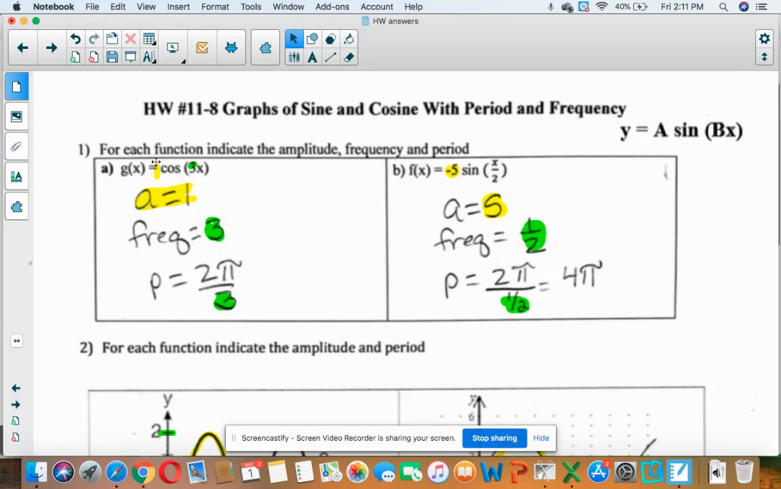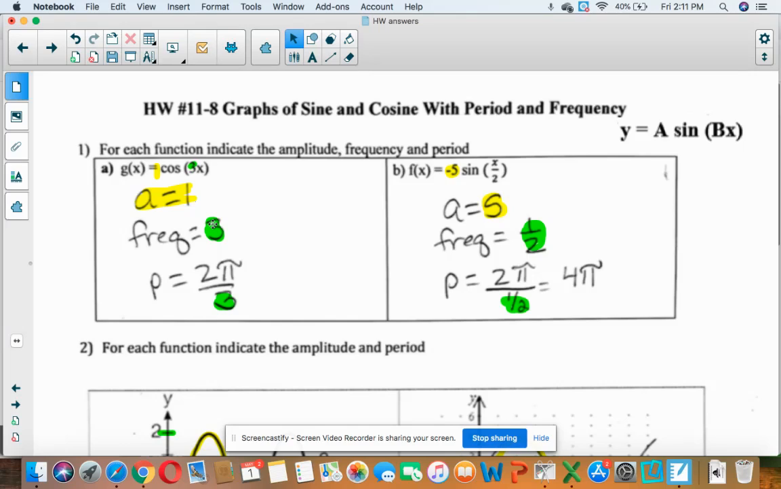So if we look right here, I highlighted there is no number in front of this. This is g of x equals cosine of 3x. So there's really a 1 here. So my amplitude is just 1. My frequency is this b value. So my frequency is 3.